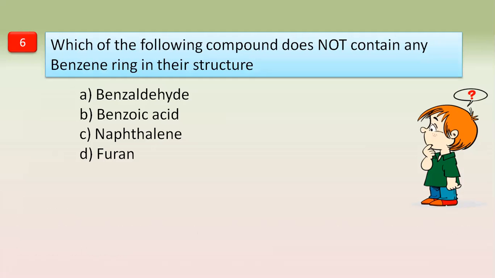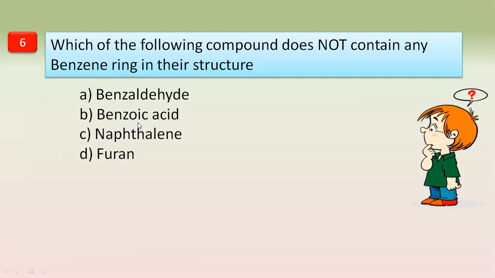Which of the following compounds does not contain any benzene ring in its structure? For that, you must know the structures. For this example, the first option is benzaldehyde, then benzoic acid, naphthalene and furan. Now benzaldehyde, its formula is C6H5CHO, which contains aldehyde as a functional group.